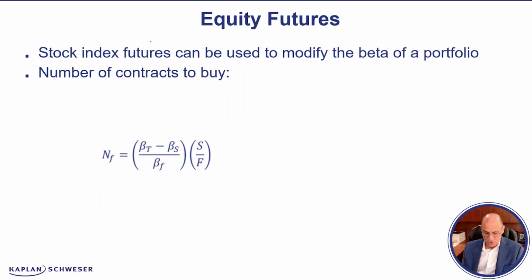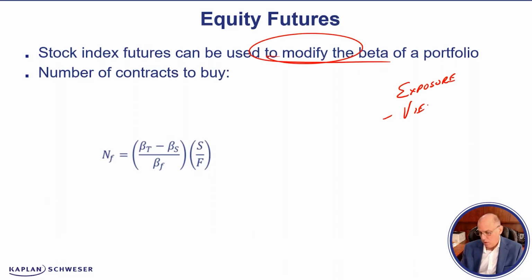Equity futures. Stock index futures can be used to modify the beta of a portfolio. So see, once again, we're modifying an exposure. And it's always going to be based on a view. You're going to see this for Level 3 as you're studying as a common theme throughout the program. Capital market expectations is a great example of that if you're studying for the Level 3 test, right?